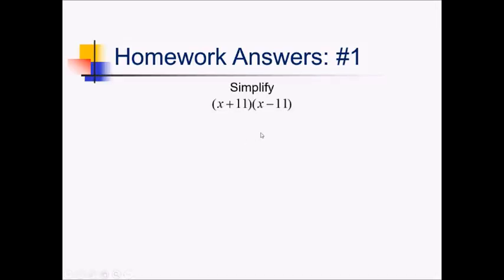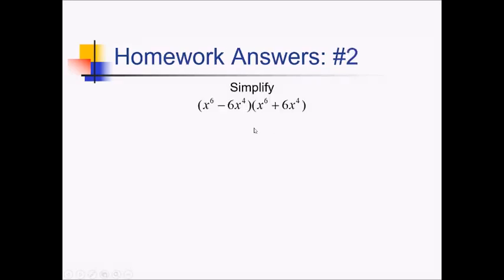On this problem, we're trying to simplify this set of conjugates. Since we have conjugates, our answer is going to be in the format a squared minus b squared. So we just have to square the two things and stick a minus between them. So we're going to have x squared, and then we'll have minus 11 squared, which means minus 121.